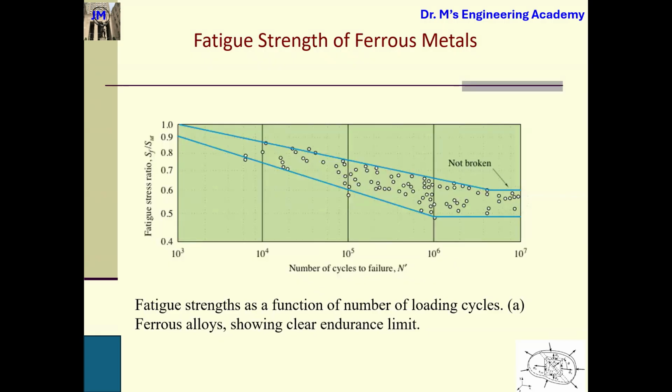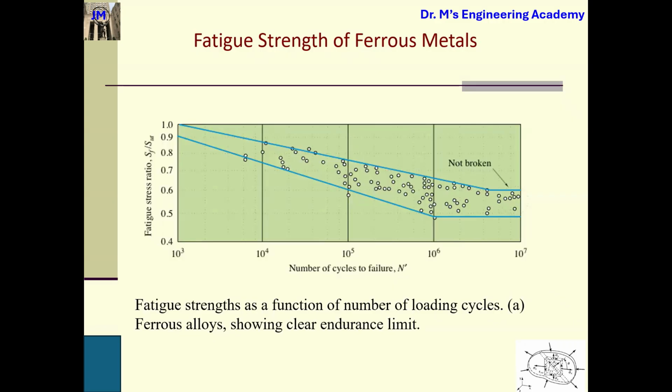So in terms of fatigue, you can see, okay, this is the number of cycles. This diagram is called an SN diagram. This is stress, and this is the number of cycles to failure. These are dots, these are empty dots. They represent the experimental data.